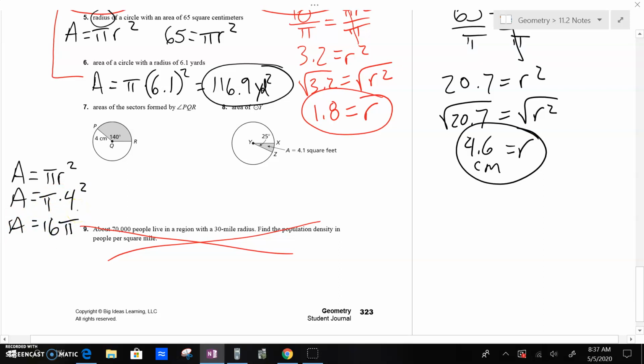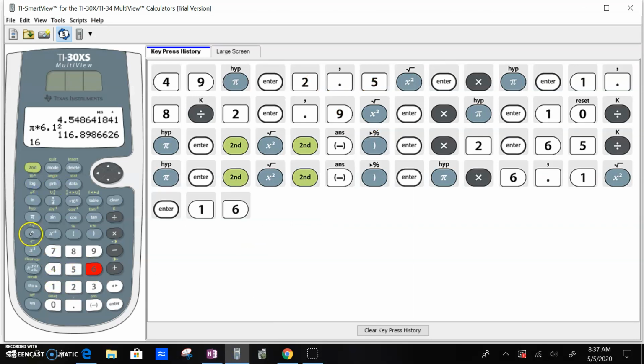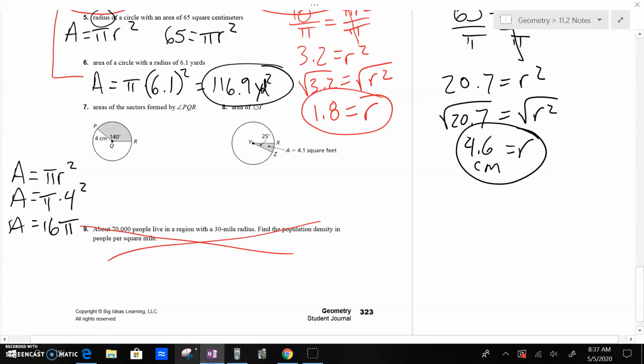And as a decimal, let's see, 16 pi. We know 16. And where's our pi? There's our pi. Hit enter and we've got 50.3 if we round. So the area is 50.3. And again, just so everybody remembers, and I just want to drive this home, 16 pi is actually the exact amount, 50.3 is an estimate or a rounded amount. Those are the area of the whole thing.